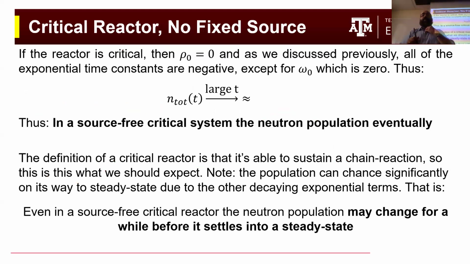And then last would be the critical reactor. So that means that the insertion is zero. All of our time constants are going to be negative, except for omega naught, which is going to be zero. So as we have a large t, all of the negative exponentials are going to decay away. The only one that's going to outlast is e to the zero. But e to the zero is just a constant. So this is just going to approach a constant because we're doing e to the zero.